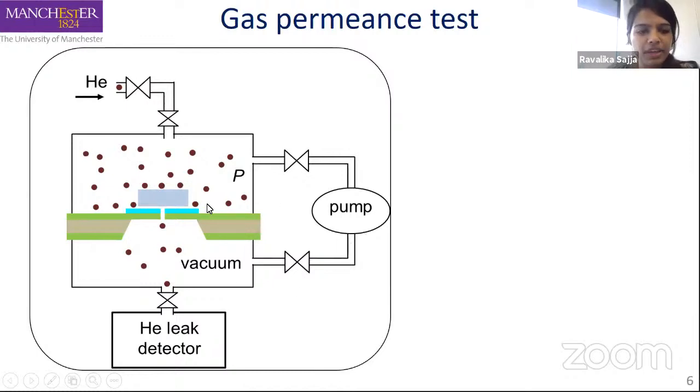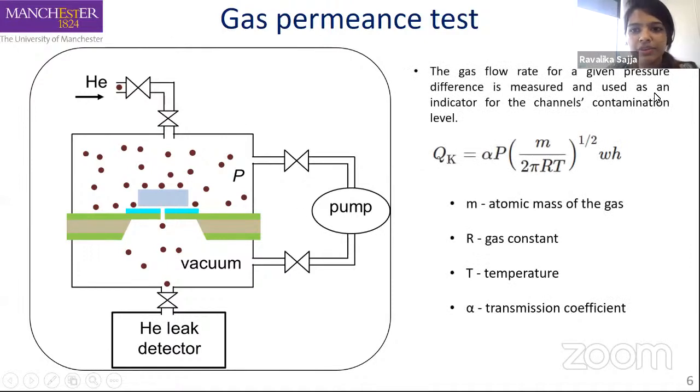We mount our device on a sample holder and place it here, which connects to two particular chambers. We introduce helium gas from the top side of the chamber, which travels through the channels and goes to the helium leak detector, which quantifies the gas flow. Here, the gas flow rate is measured per pressure to understand the channel's contamination level. We use a standard Knudsen equation stated here to calculate the gas flow and to understand the channel's cleanliness.